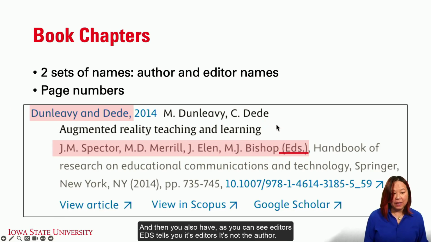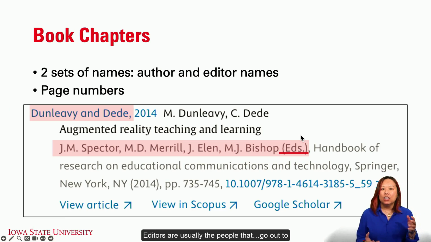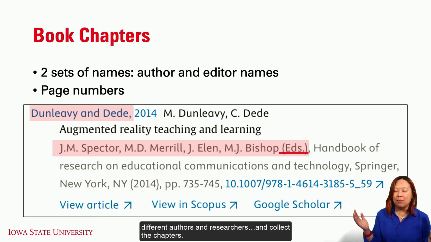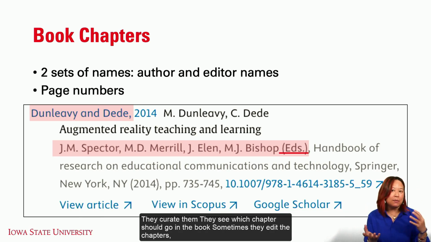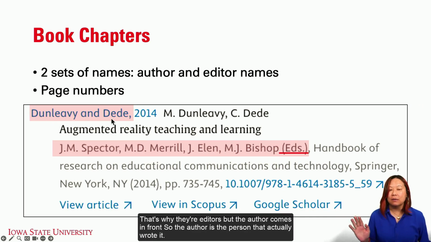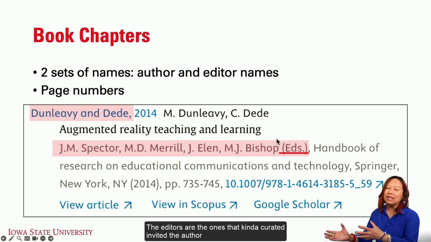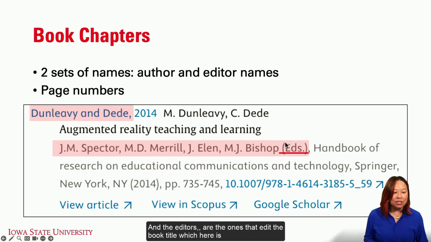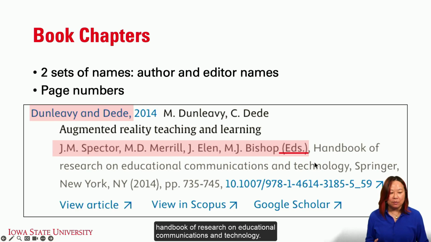It's not the author. Editors are usually the people that go out to different authors and researchers and collect the chapters. They curate them. They see which chapters should go in the book. Sometimes they edit the chapters, and then they put them together and publish the book. That's why they're editors, but the author comes in front. So the author is the person that actually wrote it. The editors are the ones that kind of curated, invited the author to do it, read it, and put the whole book together, okay? And the editors are the ones that edit the book title, which here is Handbook of Research on Educational Communications and Technology.